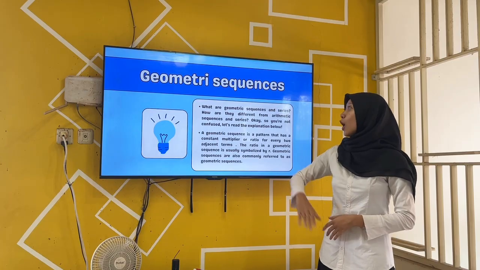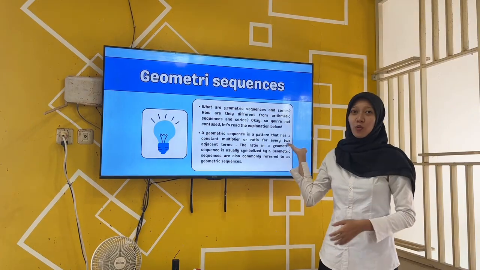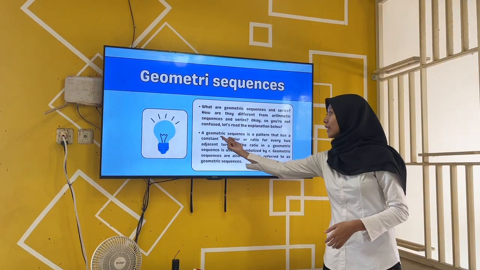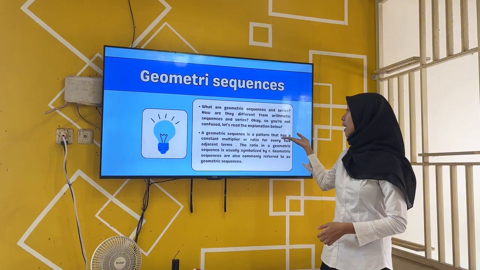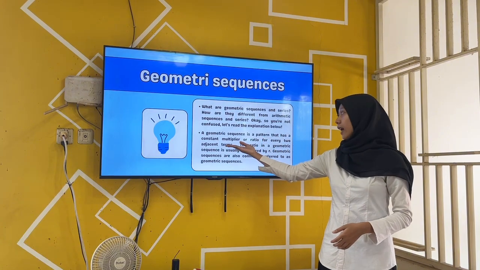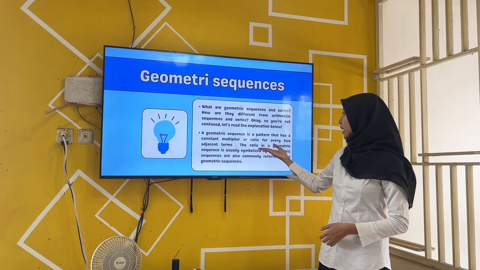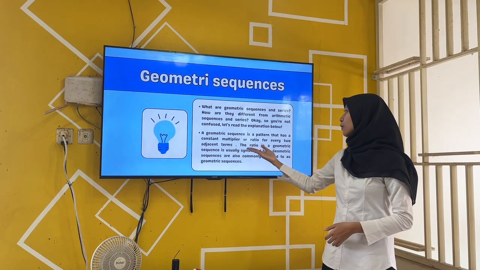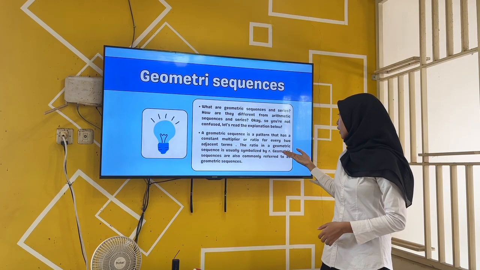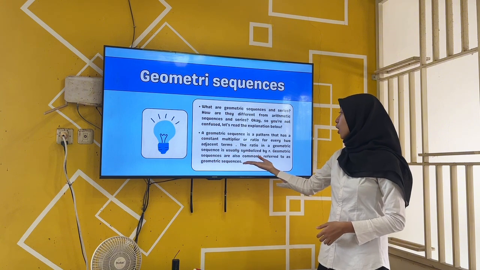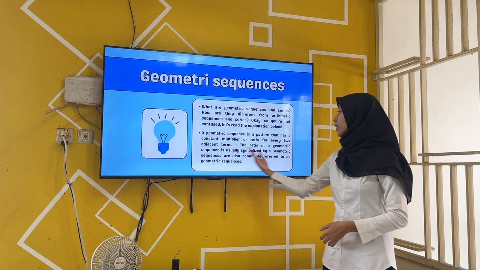Okay guys, what is a geometric sequence? A geometric sequence is a pattern that has a constant multiplier, or ratio, between every two consecutive terms. The ratio in a geometric sequence is usually symbolized by r.